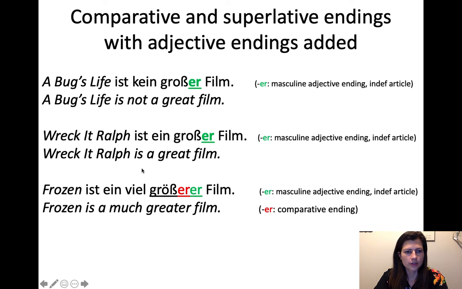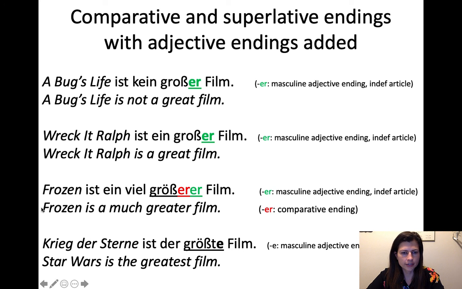It's nominative as well. So, Frozen ist ein viel größerer Film. Frozen is a much greater film. So this ER ending that we had on these as well, it's the same thing because we're still masculine. Everything else is the same. So we're still going to have that adjective ending, but we also want to be comparative now. We want to say greater, a much greater film, viel größere Film. So we end up having this comparative ending plus the masculine adjective ending. That's why it's größerer. And then we can have Krieg der Sterne, that's a translation of Star Wars.